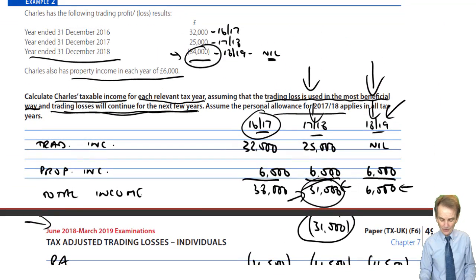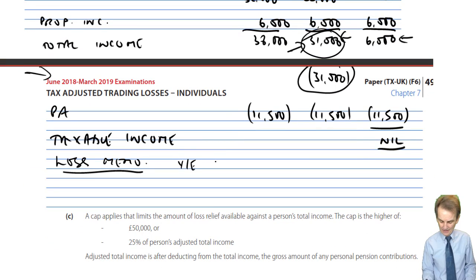That was the loss of the year ended 31st December 18, and that was, what was it, 84,000? 84,000, I think. We then show the claims that are made. We looked at the current tax year there.